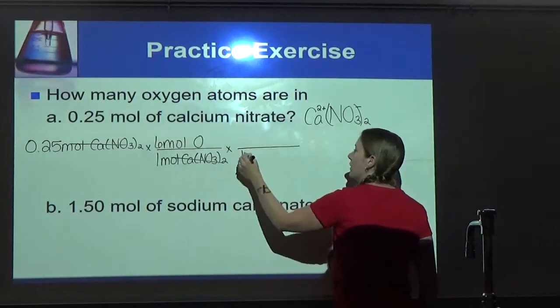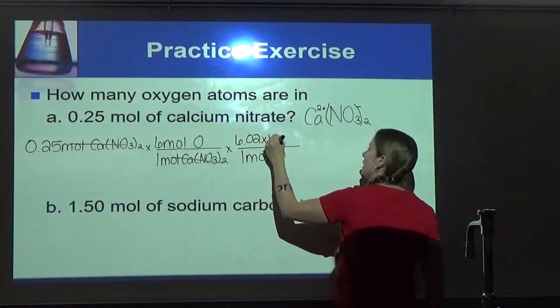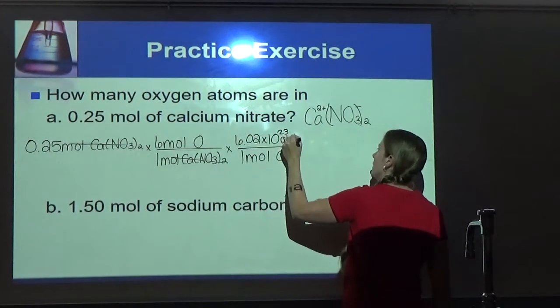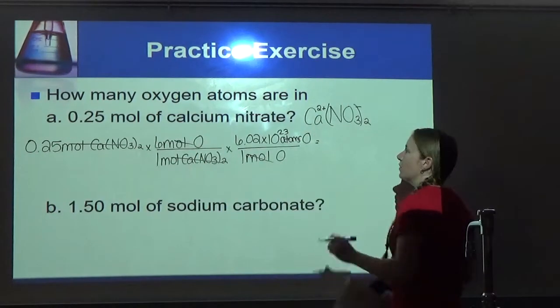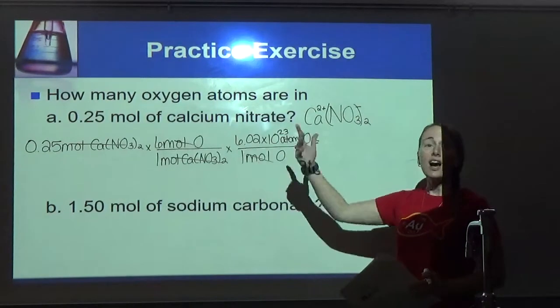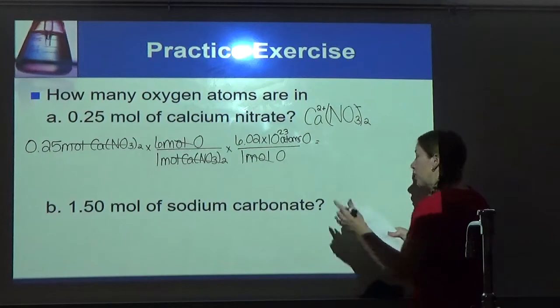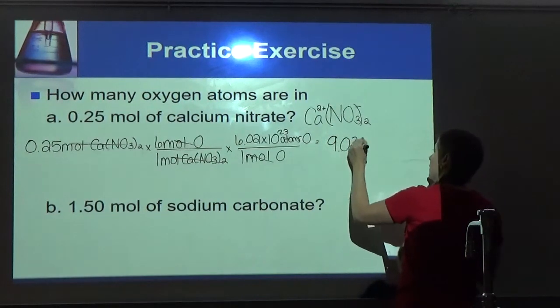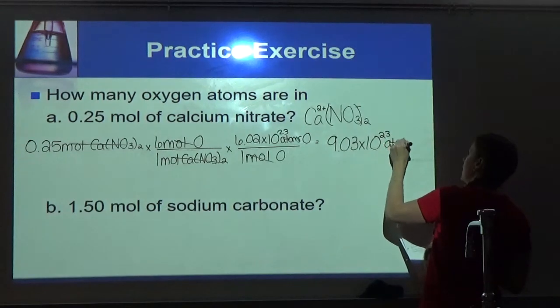step I just did where I said 1 mole oxygen is 6.02 times 10 to the 23 atoms of oxygen, just like that. So I made it to atoms of oxygen. Remember, although it's diatomic, it's in a compound, so we're just going to put oxygen as our unit. So once I multiplied across the top, I got 9.03 times 10 to the 23 atoms of oxygen.